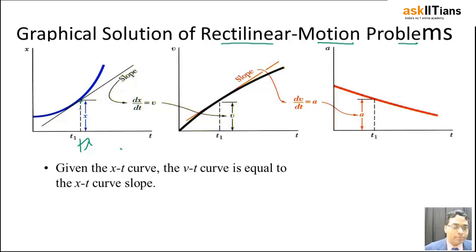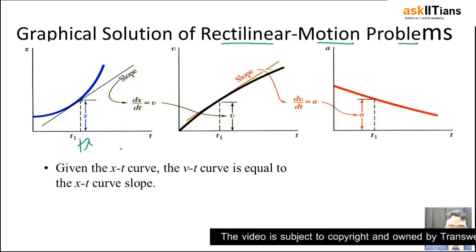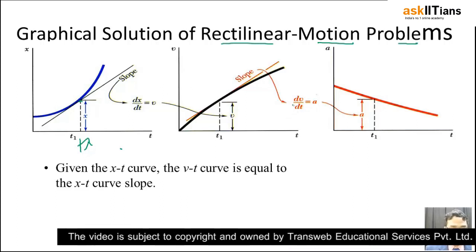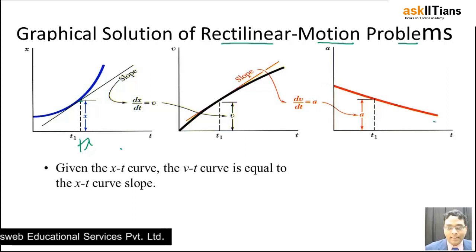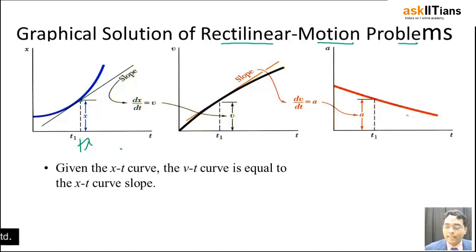At any instant of time, if you are required to find out the velocity, this is a non-linear graph of displacement versus time. The slope at any instant of time is going to give you the value of velocity, right? Similarly, if you plot velocity versus time, the slope is going to give you the acceleration. The acceleration, if you plot with respect to time, is going to be a straight line. When we say it's a straight line, that means it's a uniformly accelerated rectilinear motion.